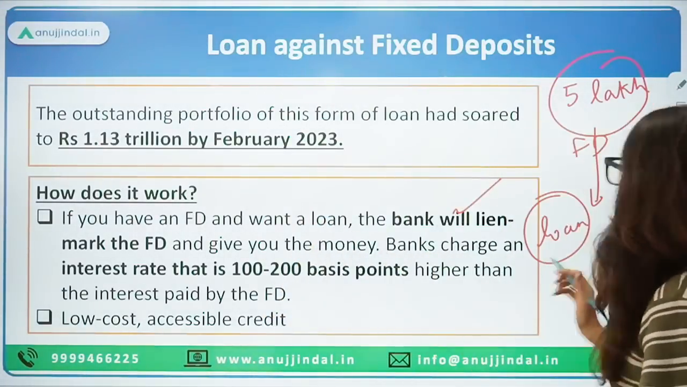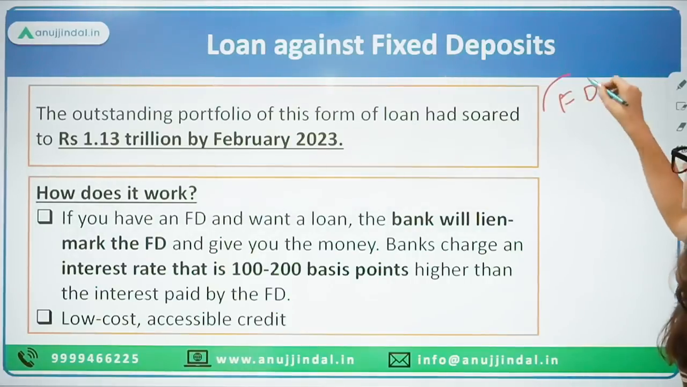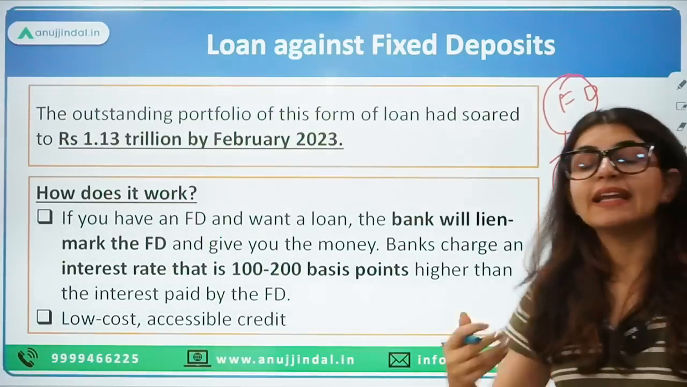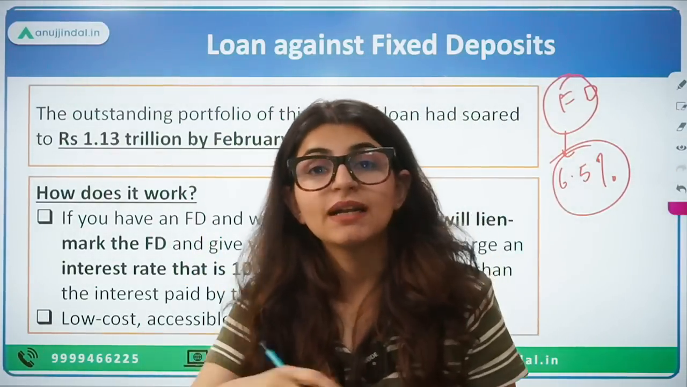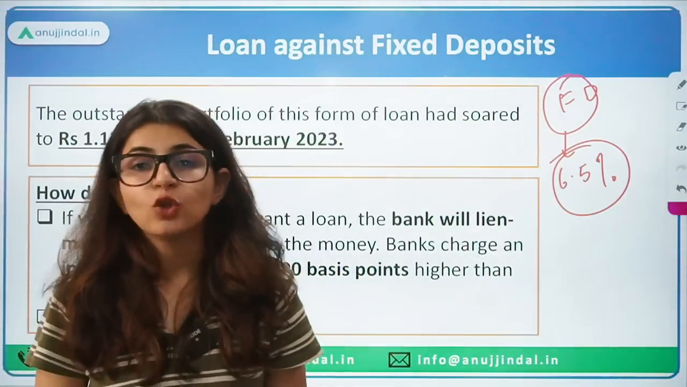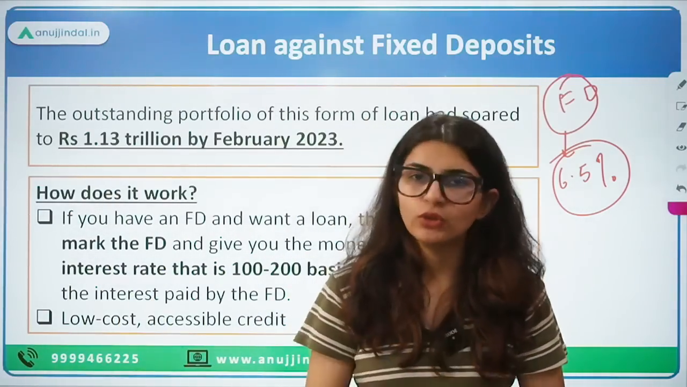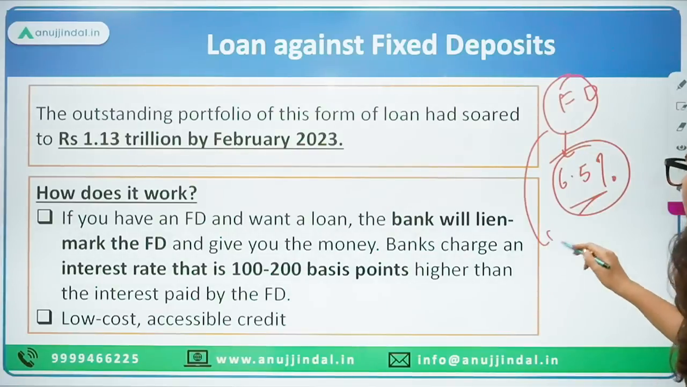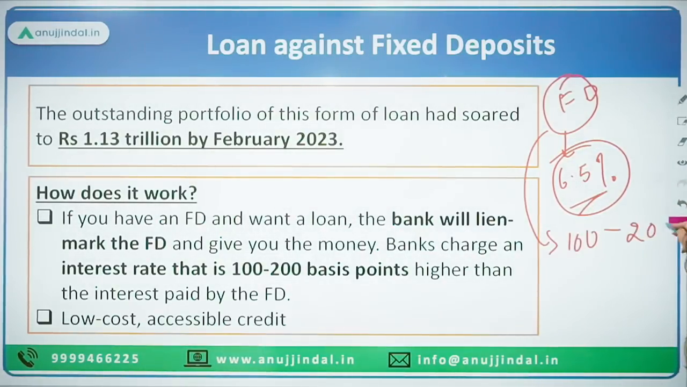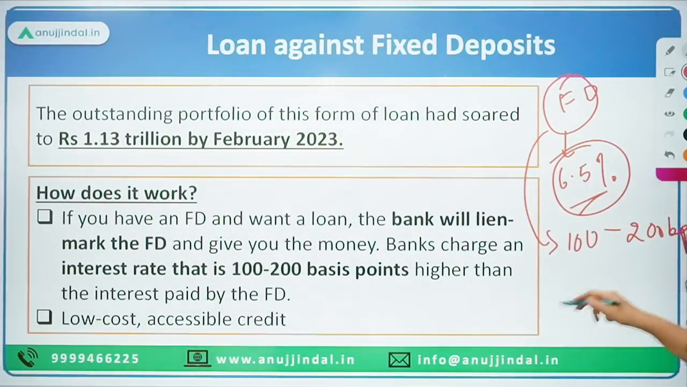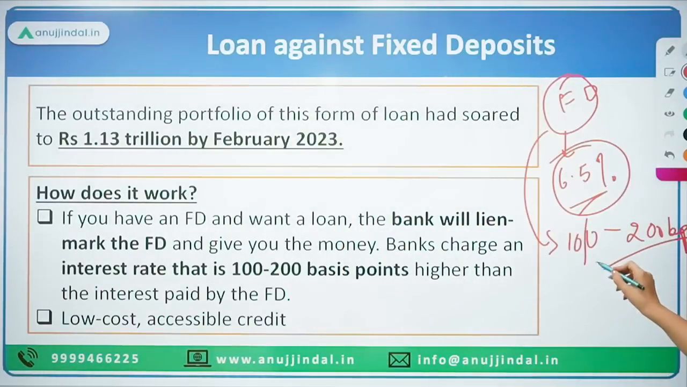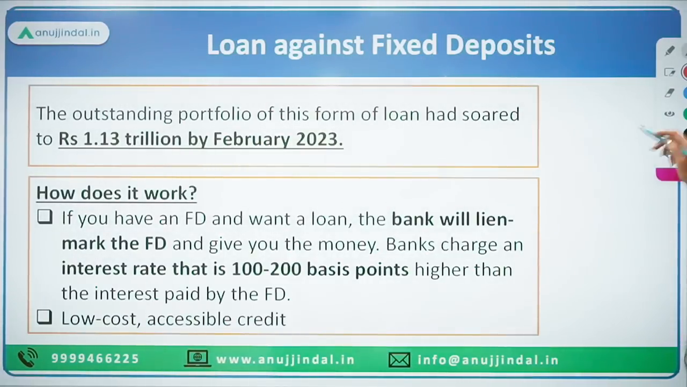Matlab, let's suppose fixed deposit pe aapko 6.5% ka return mil raha tha, right? You were getting an interest of 6.5%, but now you are taking a loan from the bank. To ab bank kis interest rate pe aapko loan dega on this FD amount that you have? So the loan will be received at 100 to 200 basis point more than this interest that you were receiving. So in this case it will be 7.5 या 8.5% पे आपको loan मिल जाएगा.